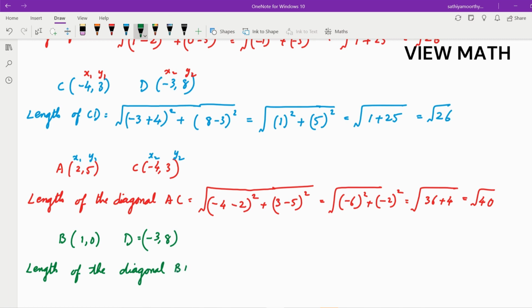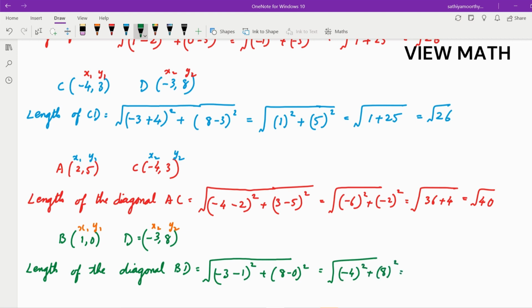BD is equal to square root of x2 minus x1. So this is my x1, y1, x2, y2. So let me substitute it. x2 is minus 3, x1 is 1, so it is (minus 4) the whole square plus (8 minus 0) the whole square, which is equal to square root of (minus 4) the whole square plus 8 the whole square, which is 16 plus 64. So this is equal to square root of 80.